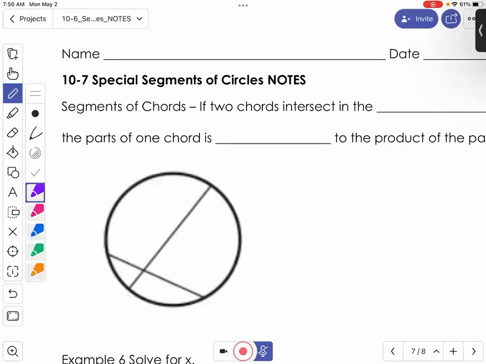All right, hello. We're looking at our next part of our circles, which is looking at the relationships of the chord lengths that happen in our circles, as well as tangent lengths with our circles and even secant lengths. So we're going to start off with looking at segments of chords.